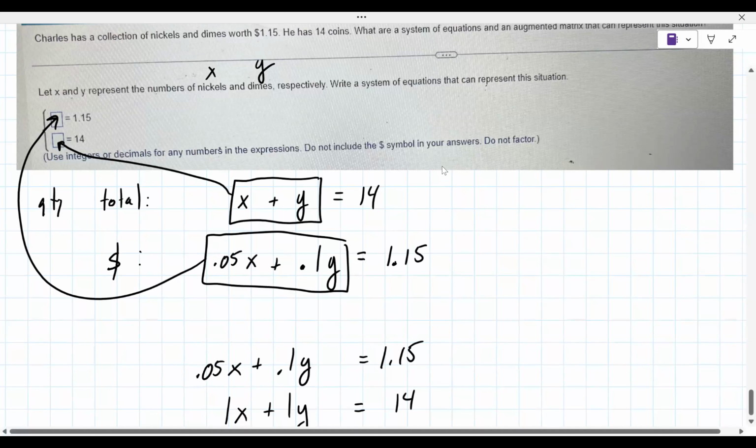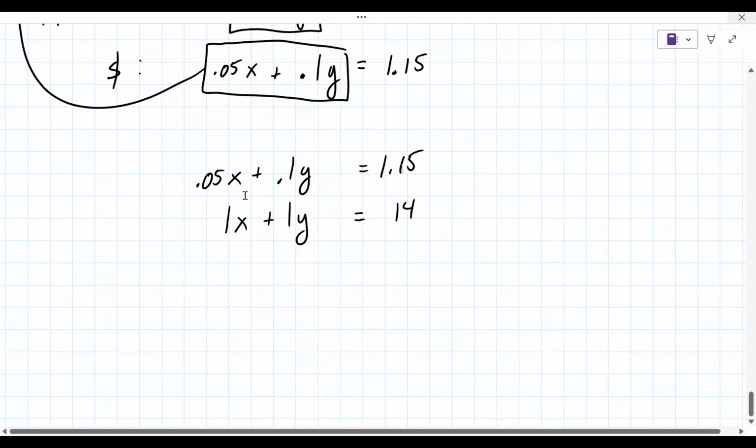Looks like the second part of the equation is to write the augmented matrix. Yes. So what that refers to is the coefficients. So you just want the coefficients. You don't want the variables. So you just write 0.05, little white space, then a 1. That vertical line is the equal sign, 1.15. And then again, 1, 1, and 14.